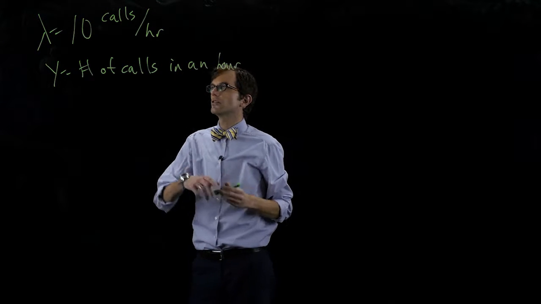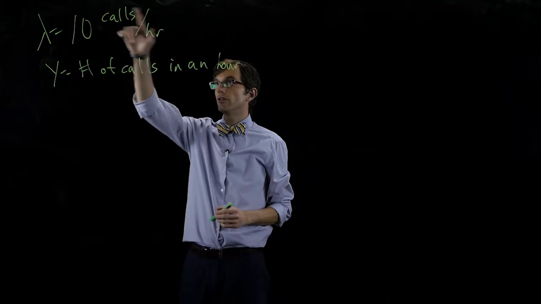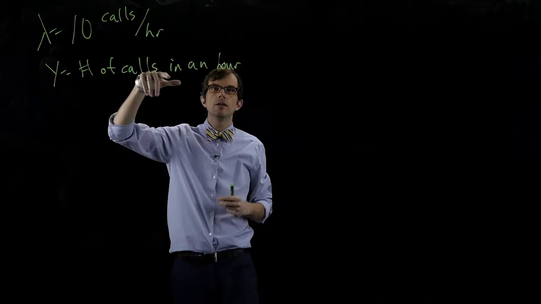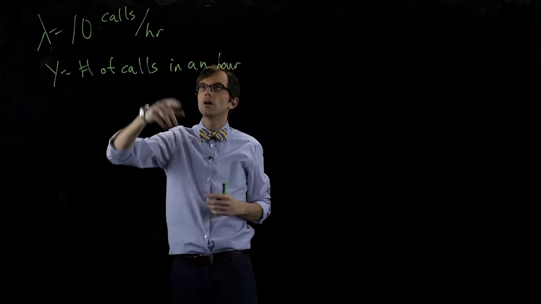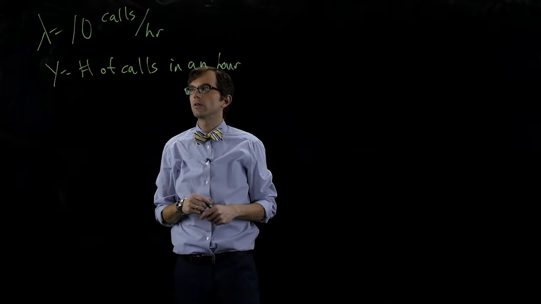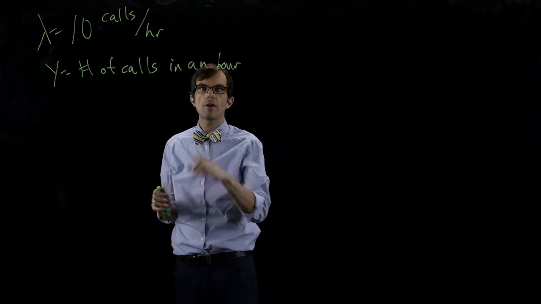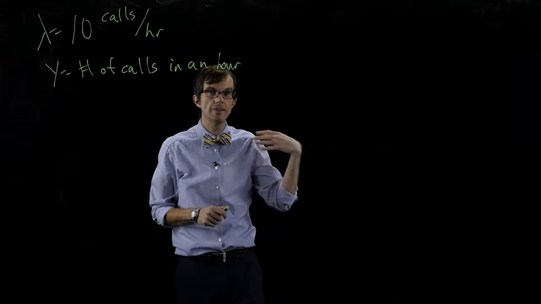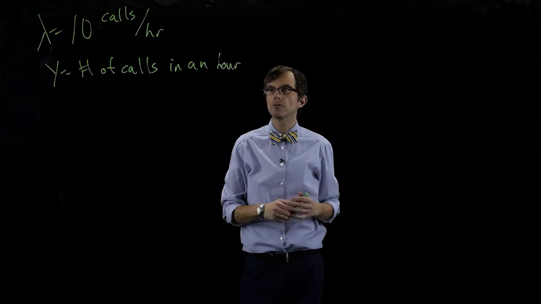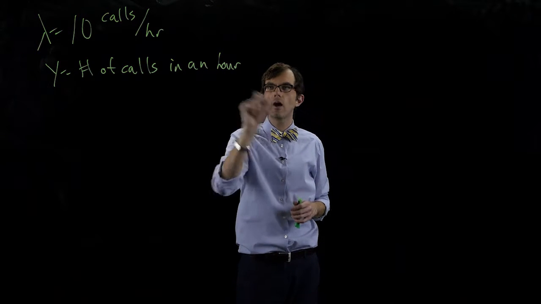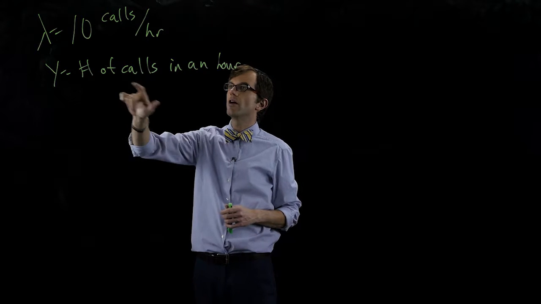Something else to point out about the Poisson distribution. The rate here is an on average. On average, we get 10 calls per hour. Here, y is describing a particular hour. It could be the next hour, it could be an hour 3 hours from now, but it's in a particular hour that we see some number of occurrences.